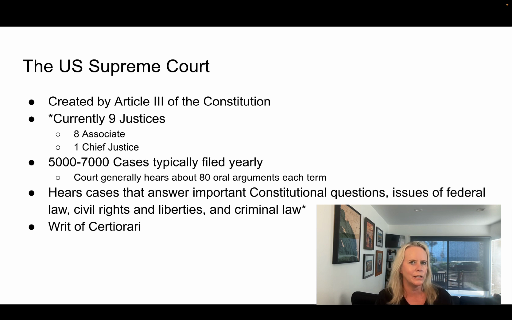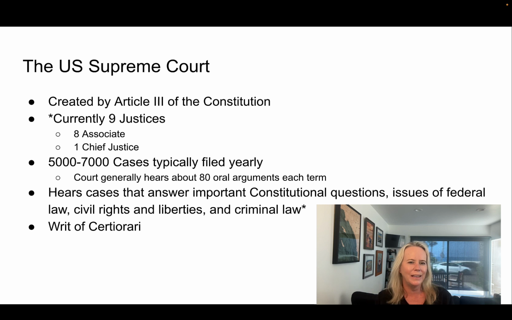I say currently 9 justices on there because there's always some talk of increasing the size of the court. The court has not always been 9 justices. I think at one time it was 5, then it was 7, now it's 9. Who knows what it'll be in 10 years. Typically at the Supreme Court level, there are 5,000 to 7,000 cases filed yearly. The court gets to decide which one it wants to hear.